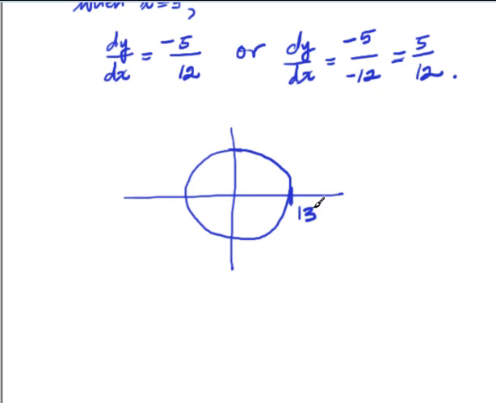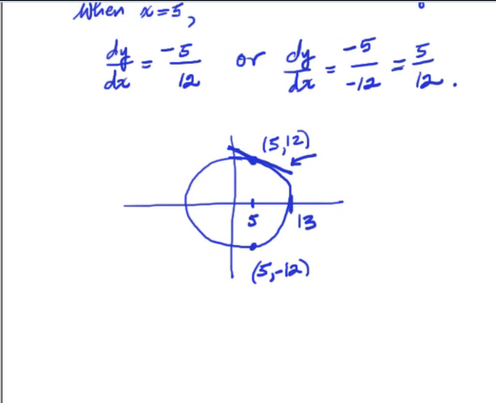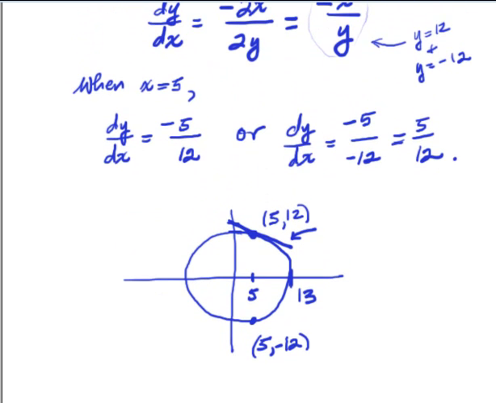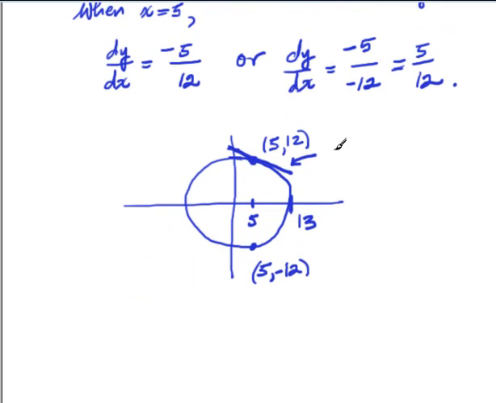Radius 13, and let's say this is x equal 5 right here, and here we have our two y values. This is (5, 12), and this is (5, minus 12), the two y values that we found. And here we found that the slope of this tangent line, that's y prime, when x is equal to 5, is minus 5 over 12.